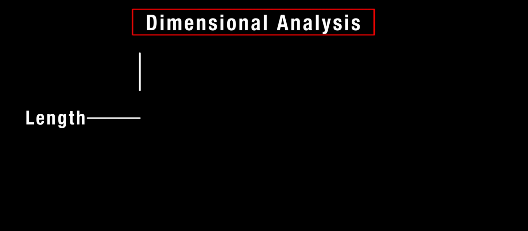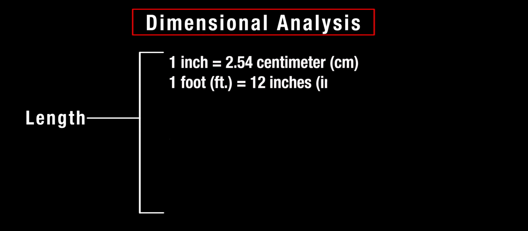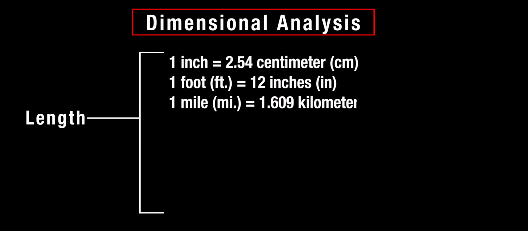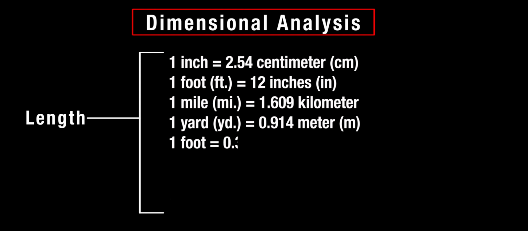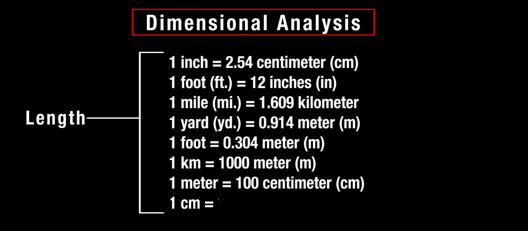Some commonly used conversion factors in length are as follows. 1 inch equals 2.54 centimeters. 1 foot equals 12 inches. 1 mile equals 1.609 kilometers. 1 yard equals 0.914 meter. 1 foot equals 0.304 meter. 1 kilometer equals 1,000 meters. 1 meter equals 100 centimeters. 1 centimeter equals 10 millimeters.